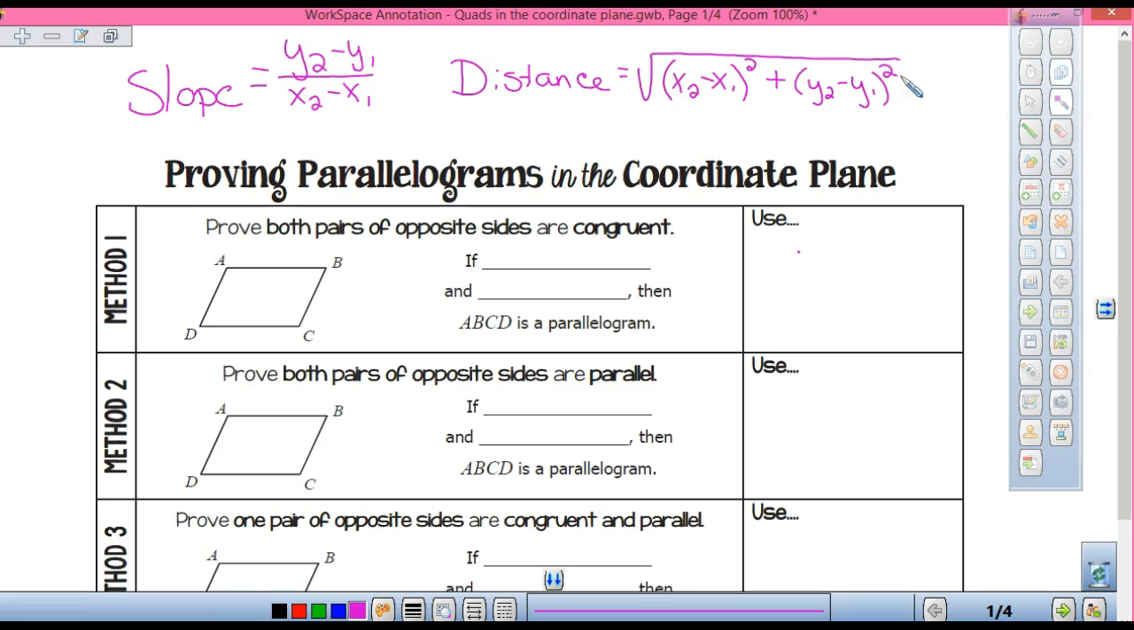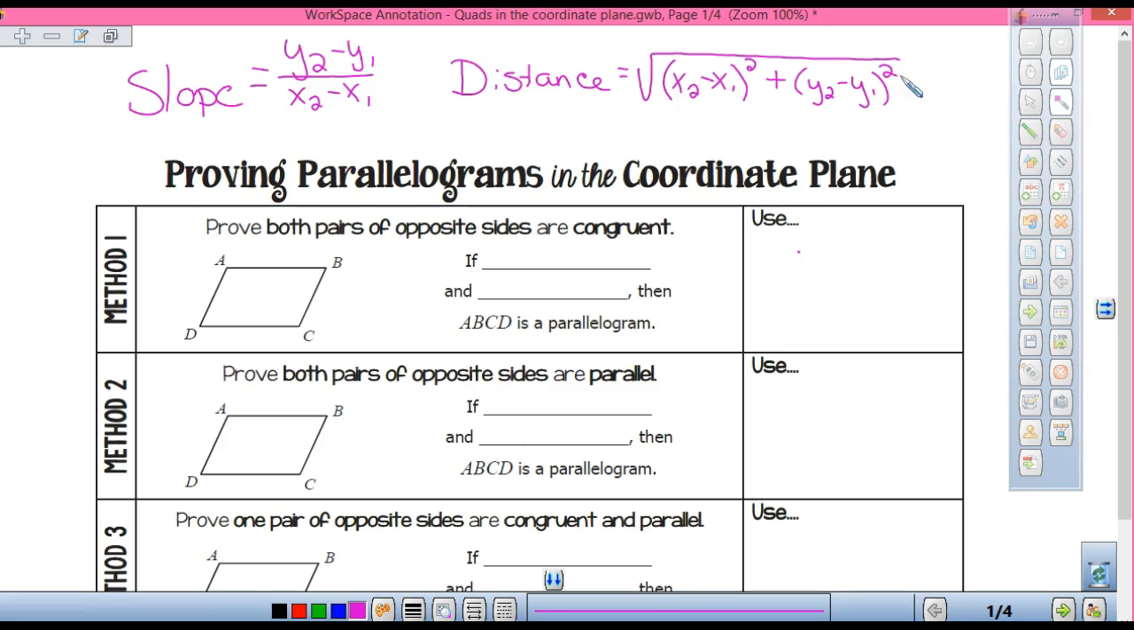Sometimes when I'm walking around, I notice that some of our issues are that we don't write our formulas down correctly. So that's why we don't get our correct answers, because we don't have the right formula.